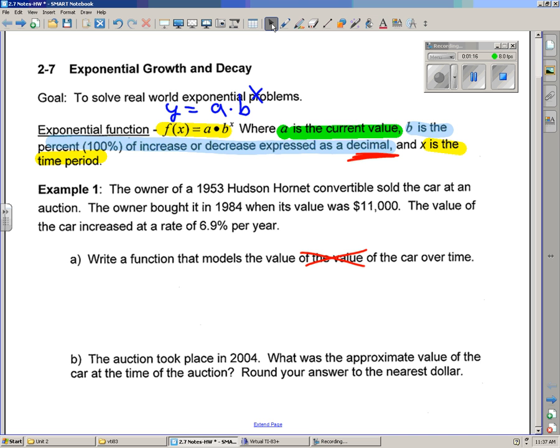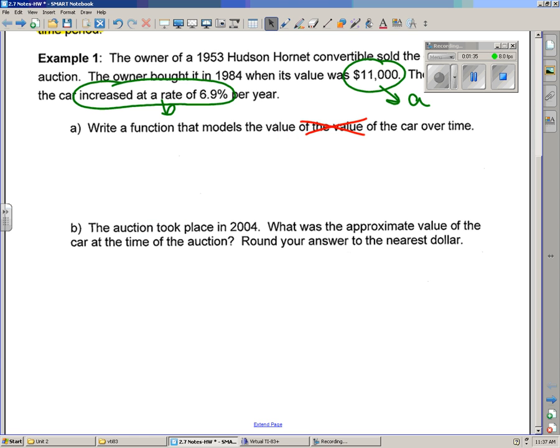So when you start looking to see what you have here, this guy right here, the $11,000, that's the a. That's the initial value. That's what you had bought the car for. You also notice that you've got an increase of 6.9%. That's going to be turned into the b, and we'll figure out how that happens in a second. So equations, if we want to do it in y equals form, not f of x form, that is just fine. And it's going to look like this at the beginning. y equals a, $11,000, times some value always to the power of x.